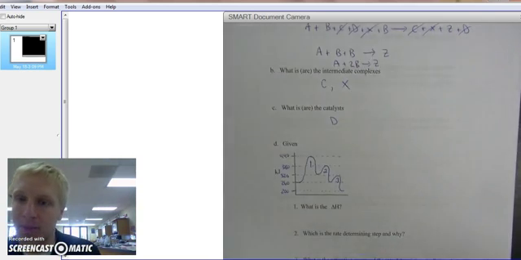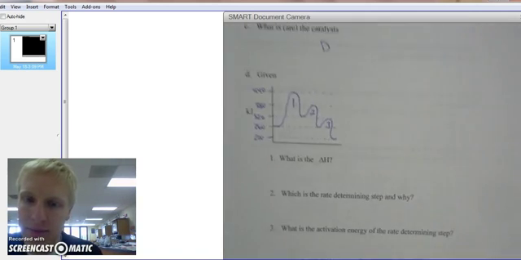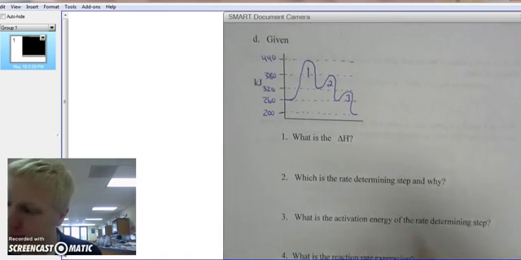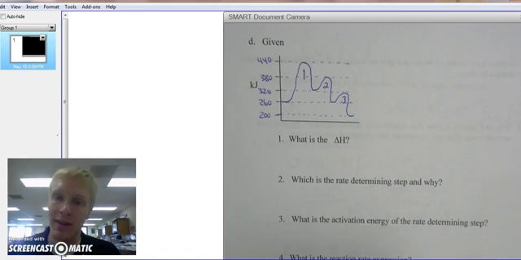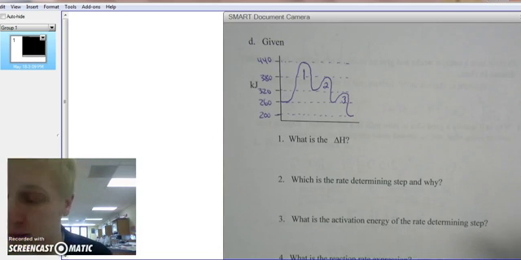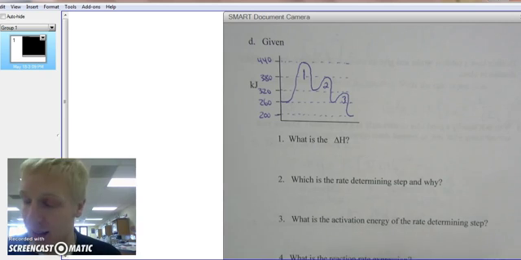Alright, moving on. Here's an example. We're given a bunch of data. It looks like this. This is a potential energy diagram. Instead of just having one curve, here we have three curves because there are three elementary steps in this, each with their own activation energy. It says, what is the delta H? Nothing changed here. That's the difference in energy of the reactants and the products.